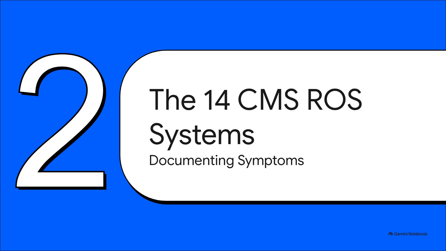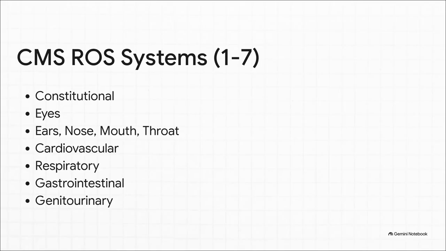Section 2. The 14 CMS ROS systems. Okay, let's systematically lay out the first half of the 14 specific body systems recognized by CMS guidelines for the ROS. We usually start broad with constitutional symptoms, things affecting general well-being, like a fever or unexplained weight loss. Then we move right through the eyes, ears, nose, mouth, and throat, which is your ENT, cardiovascular, respiratory, gastrointestinal, and genitourinary, both male and female. The crucial thing to remember here? These are the buckets where we document symptoms the patient has actively experienced or currently denies experiencing. You absolutely need both those positive and negative subjective responses for a complete clinical picture.